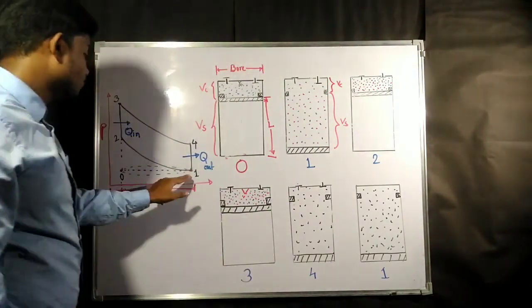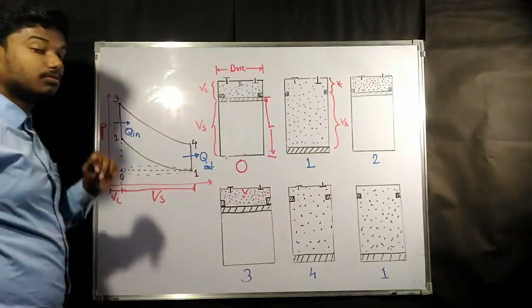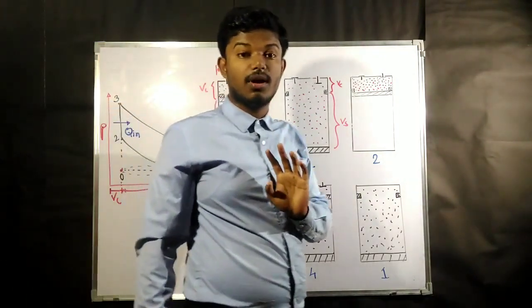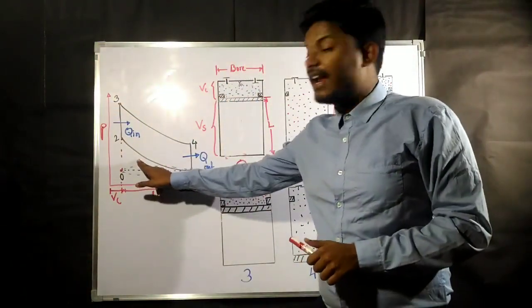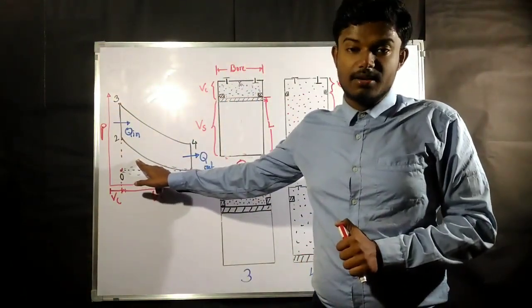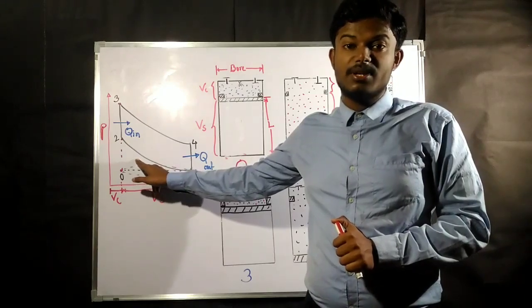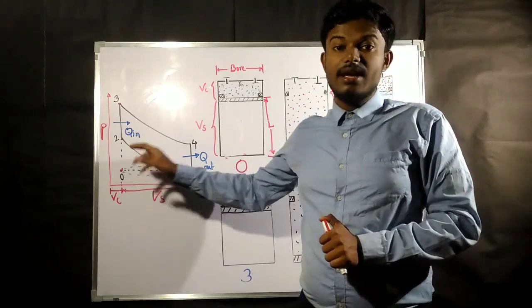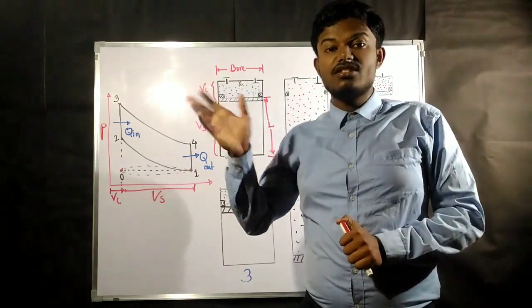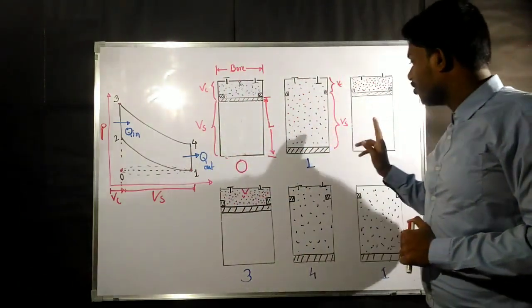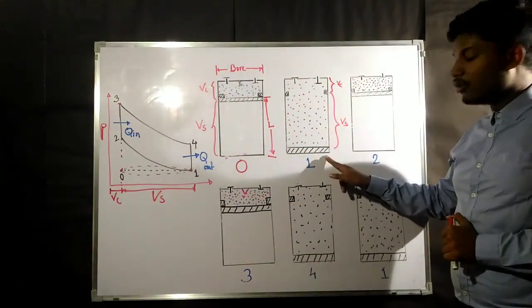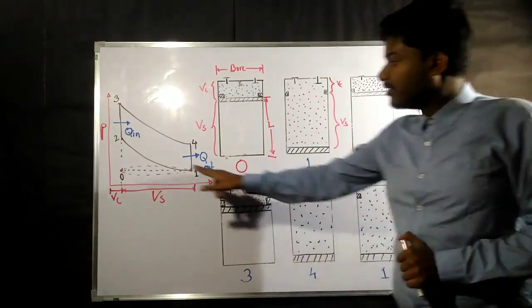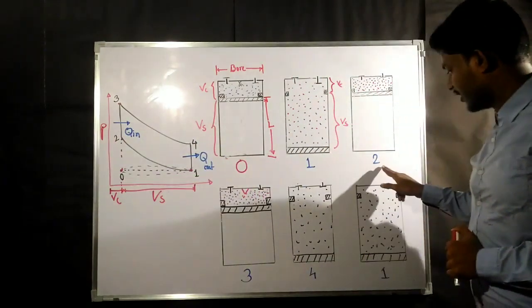Okay, now from point 1 to point 2. Point 1 to point 2, what happens? This is nothing but an adiabatic compression. Adiabatic compression means what? Without the exchange of any heat, the air is being compressed. So this is the second state.